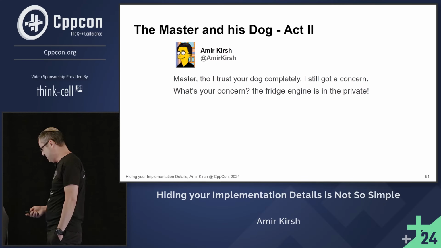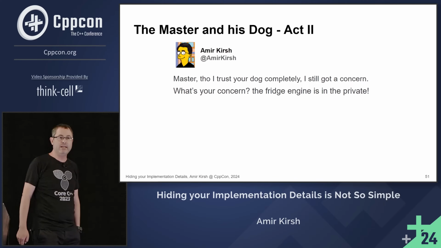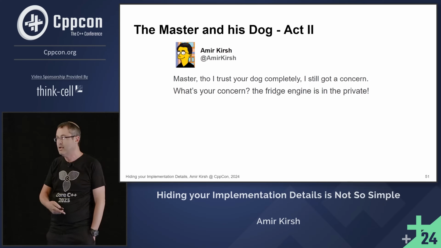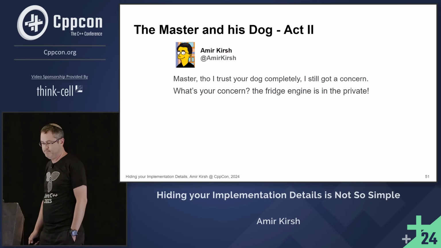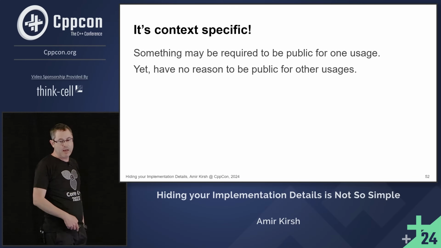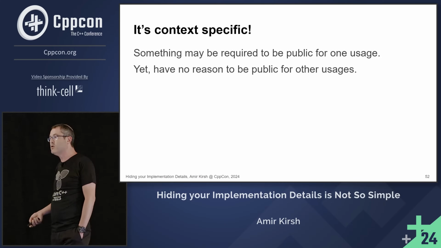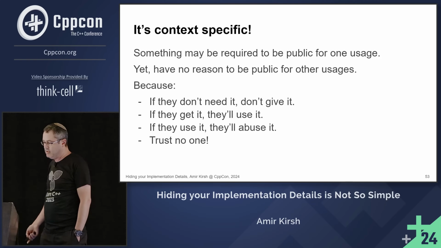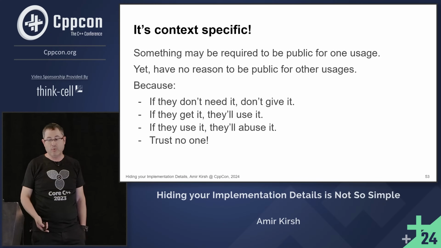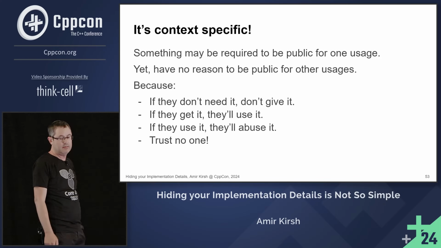The fridge would work. No, I'm worried about the food. But when you open the fridge, you're not so worried. Yeah, but the dog and the student are not the same. They should not use the same API. So it is context specific. Something may be required to be public for one usage and yet have no reason to be public for other usages. Because if they don't need it, don't give it. If they get it, they will use it. And if they use it, they will find a way to abuse it.